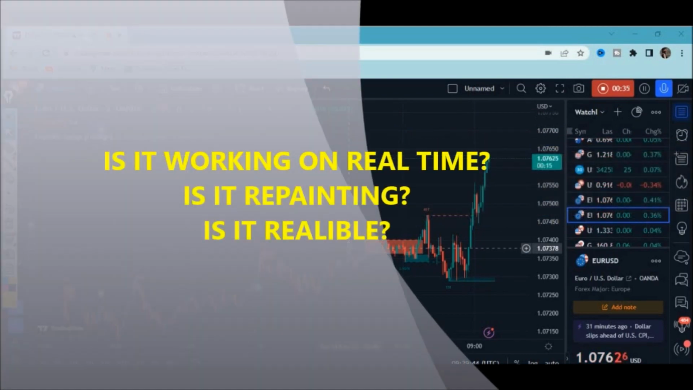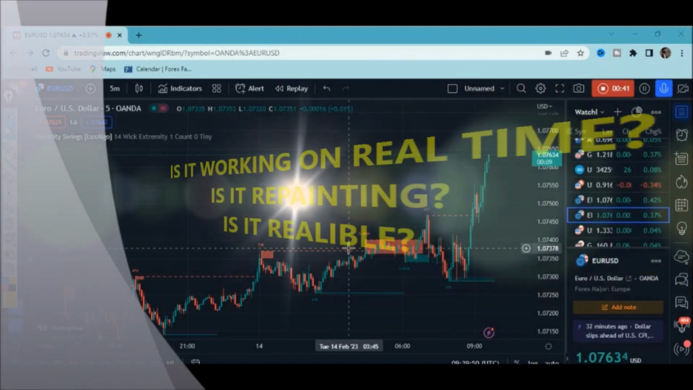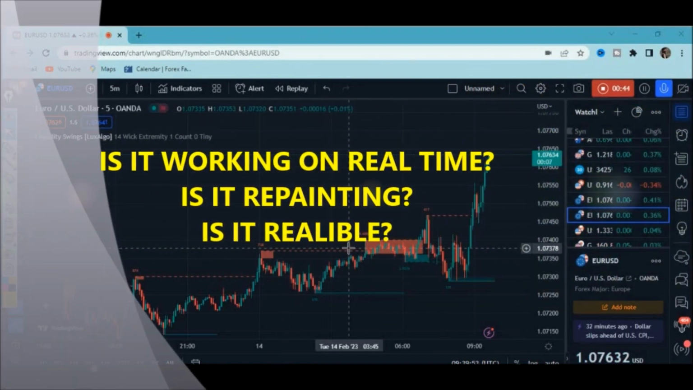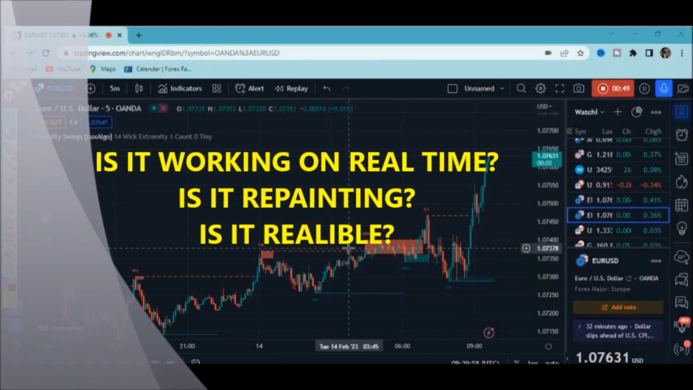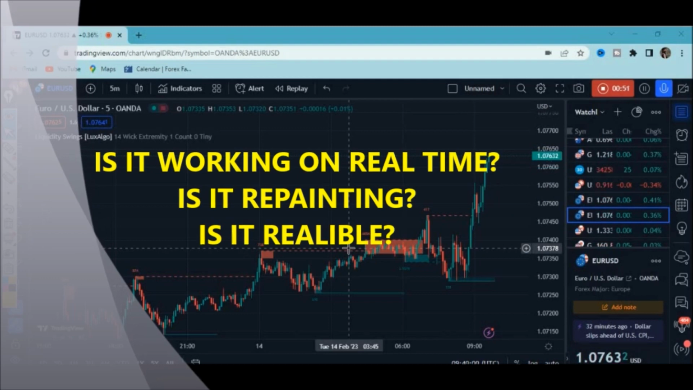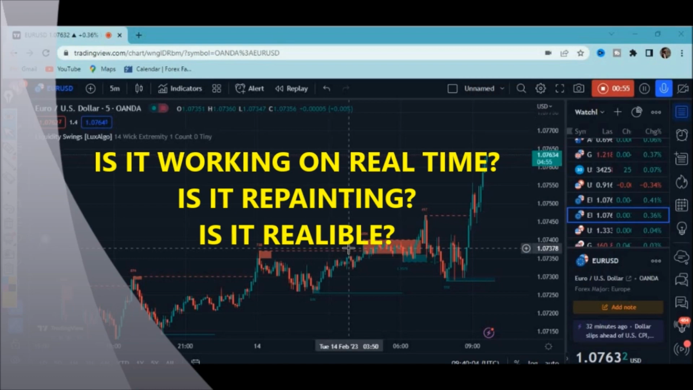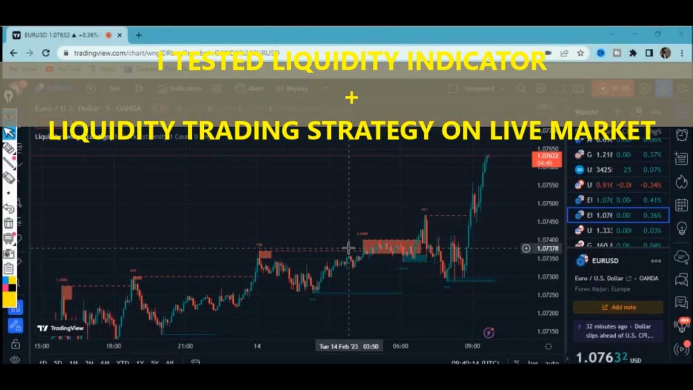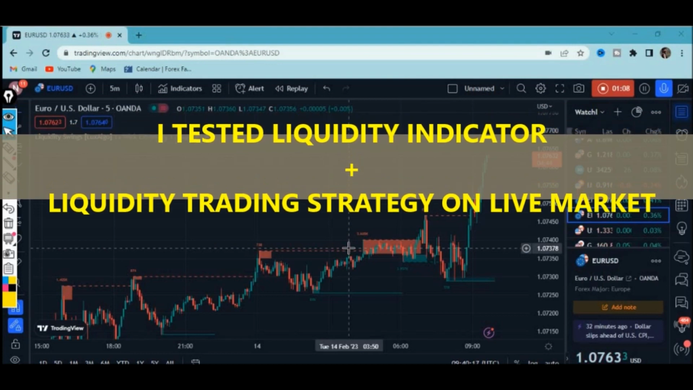The reason why I test my strategies on the live market is, number one, I really have to know whether it is working in real time, and number two, whether it is repainting and how the market is really behaving around that indicator. Simply because when you backtest your indicators, you won't have answers about whether they are repainting or working in real time. Remember, in Forex trading we need something that is working now. The accuracy comes from seeing whether the indicator is working in real time or whether it is really repainting.